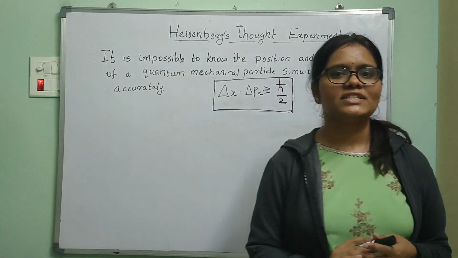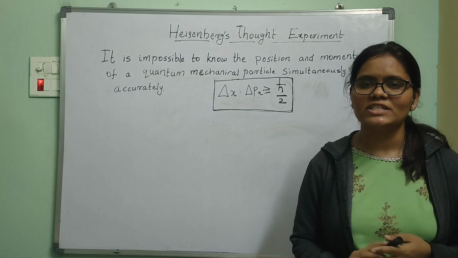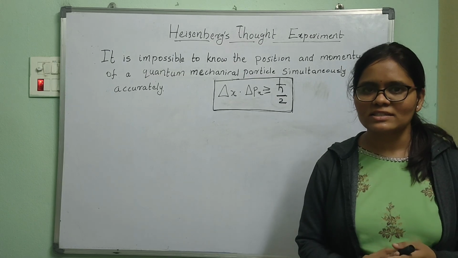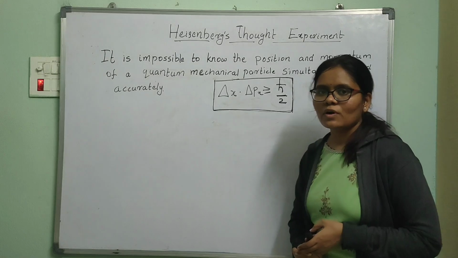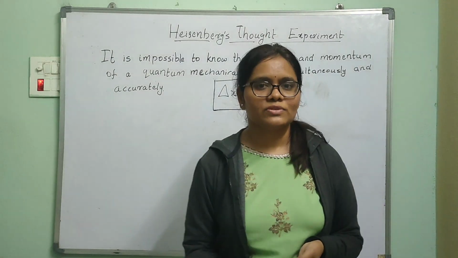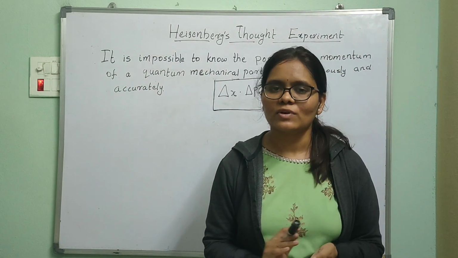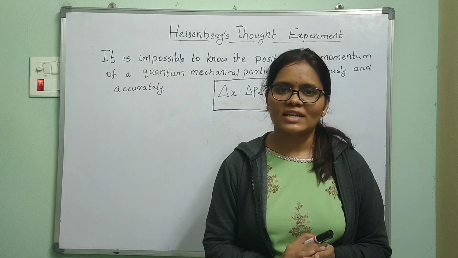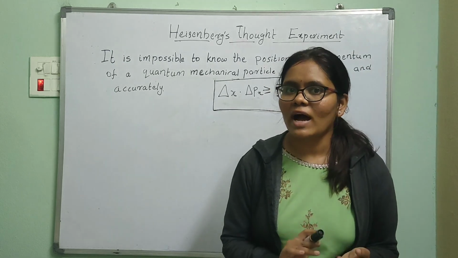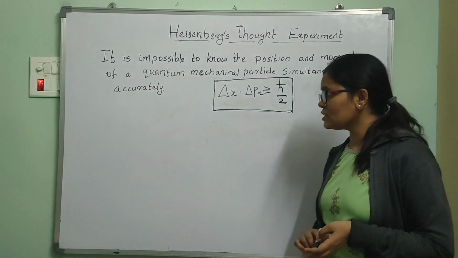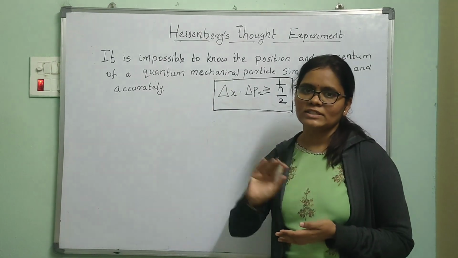In the last lecture, we discussed Heisenberg's uncertainty principle in detail, and in this class, we will see what Heisenberg's thought experiment is. So, what are thought experiments? Thought experiments are logical arguments used by scientists to prove their principles or hypotheses. Heisenberg used a thought experiment to prove his uncertainty principle.